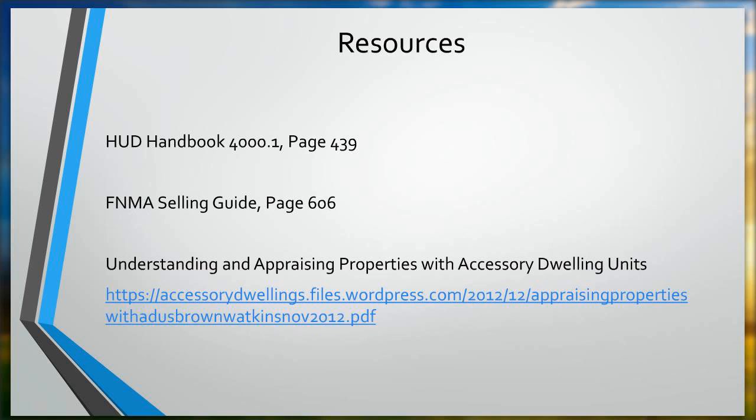Here are some resources. I did put in the new HUD handbook that's coming out, just because we're only about 3.5 months away from that. So that's probably a good place to start. The Fannie Mae Selling Guide, page 606. Read that. That talks about accessory dwelling units. And then there's a website that I found, Understanding and Appraising Properties with Accessory Dwelling Units. You can click on the link there. There was a really nice paper put together by some people from the Appraisal Institute about how to value accessory dwelling units. That can be a little tough sometimes also, but that'll give you some direction.